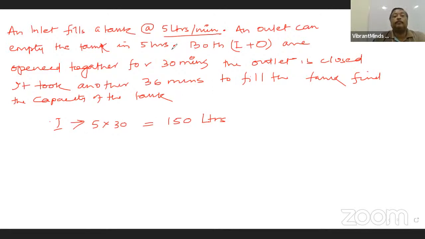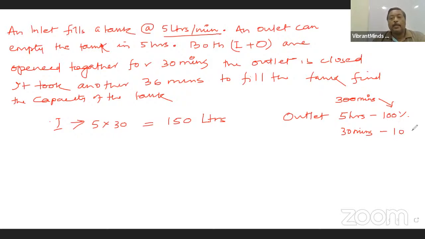Now see, the outlet can empty, let's say, 100% of the tank in 5 hours. But in 30 minutes, how much can it empty? See, 5 hours means how many minutes? 300 minutes. In 300 minutes, it can empty 100% of the water. So in 30 minutes, it can empty only 10%.